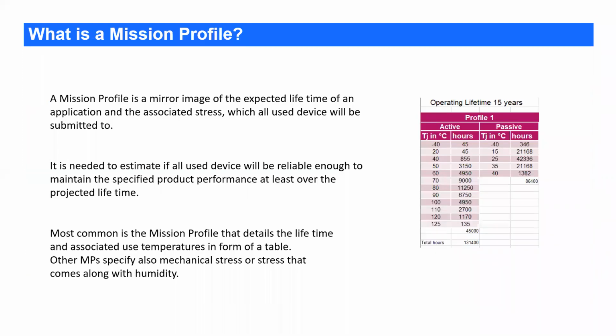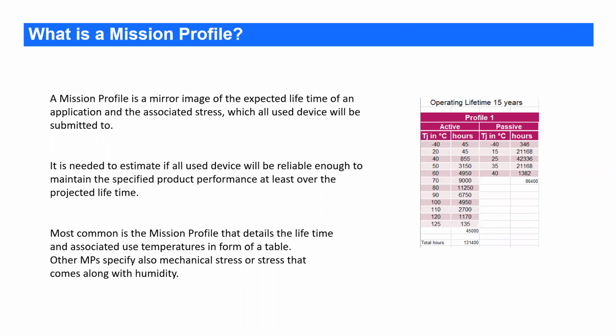Now, what is a mission profile? What you see here on the right-hand side table is a very typical mission profile, how it is expressed. And this relates to the lifetime of the application in the field. Here in this specific sample, it's 15 years lifetime. And you see this mission profile is split into active hours and passive hours. That means the device is active in operation for the period of time listed here and is non-operational for this period of time here.